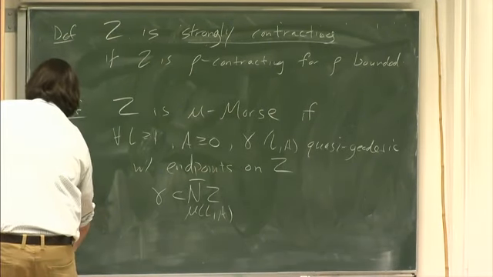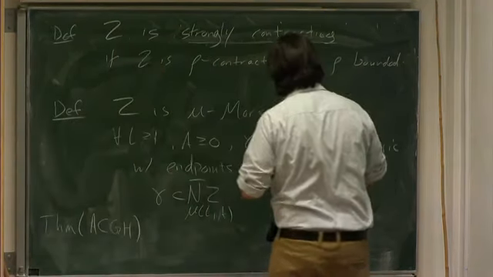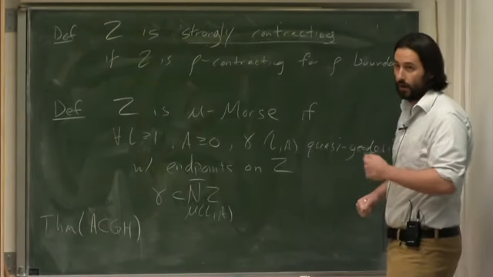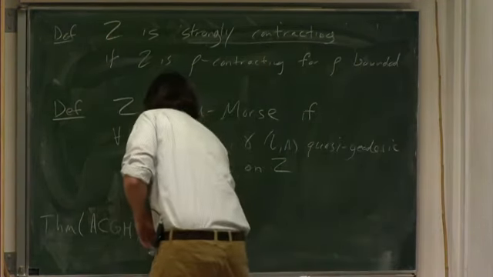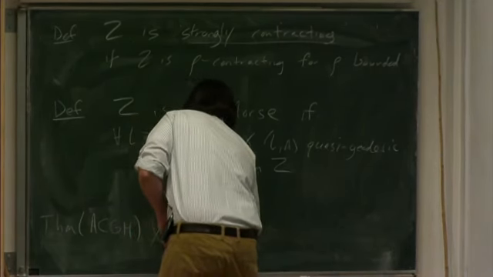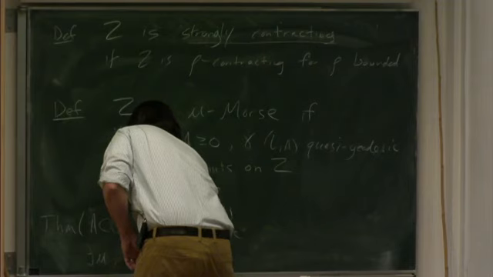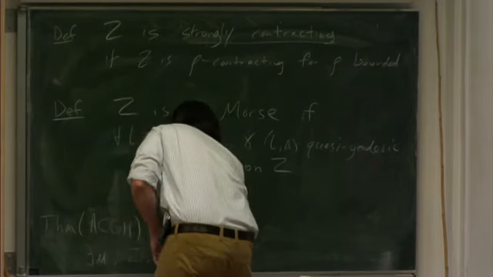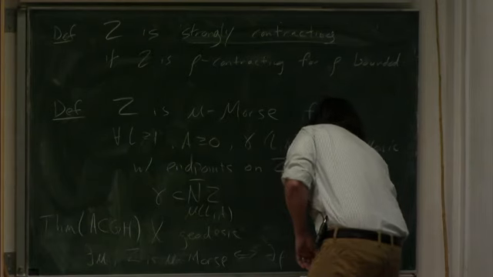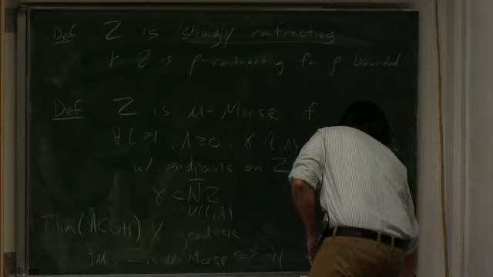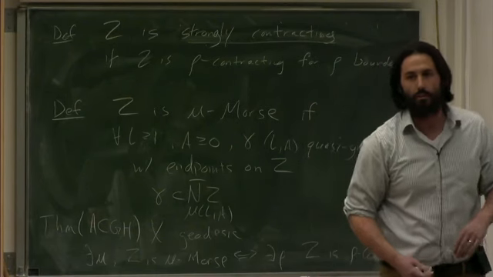So, theorem. I said Sultan proved in full generality that Morse is equivalent to contracting in CAT(0) spaces. In fact, this is true always in geodesic spaces. So this contracting function really is a reformulated version of the Morse property.